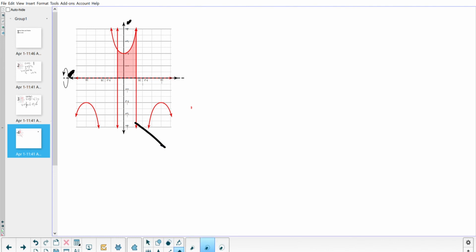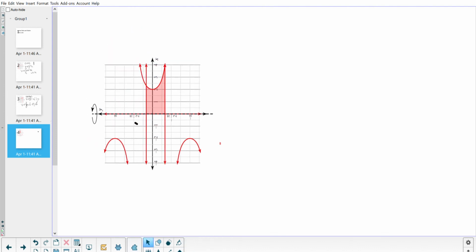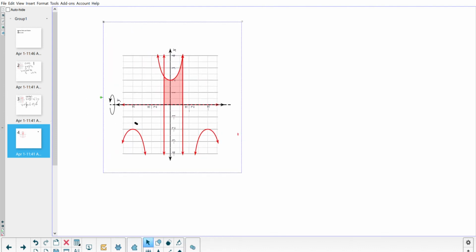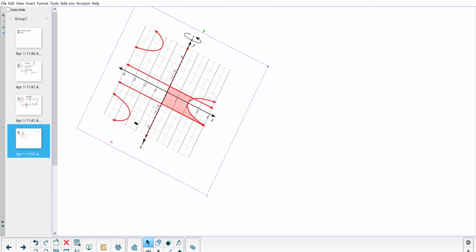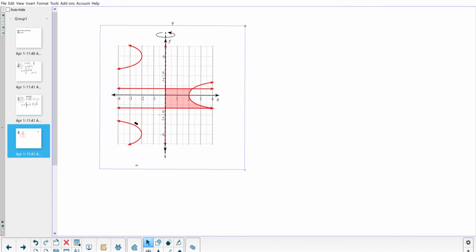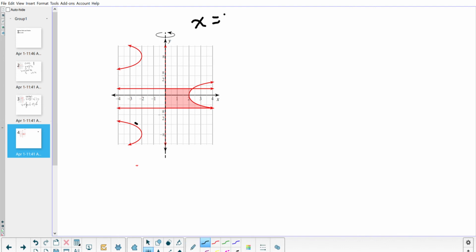need to erase all this now, and we're just going to turn it on its side. There it is. Okay, so that's what x equals 2 secant of y looks like. Amplitude of 2.